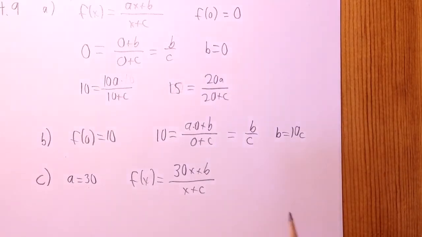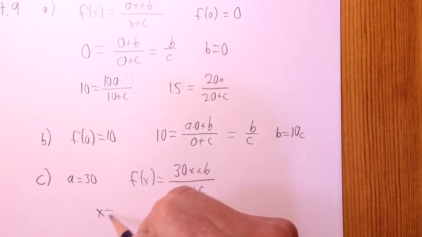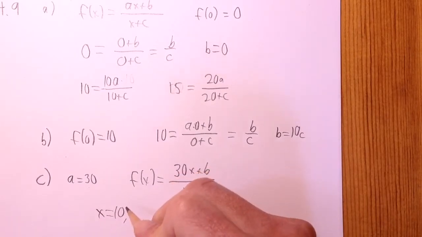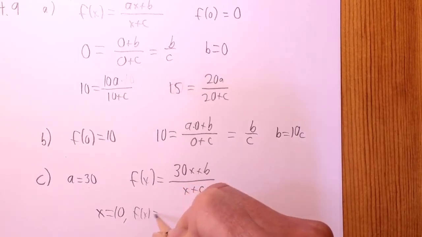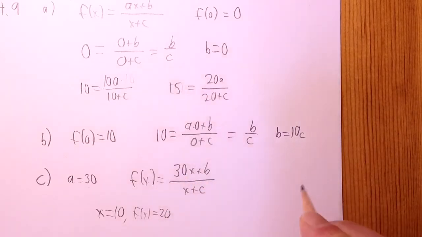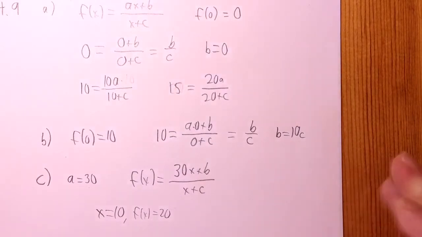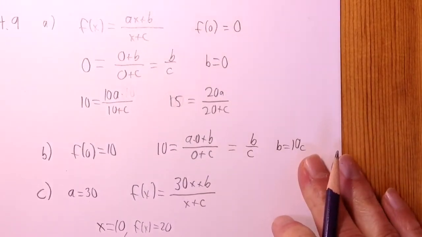And again, you know if you did it right because you can plug in the other answers. When x equals 10, you better get that f of x is 20. And when x equals 30, you should get 25. So it's real easy to check your answer to see if you did it right.